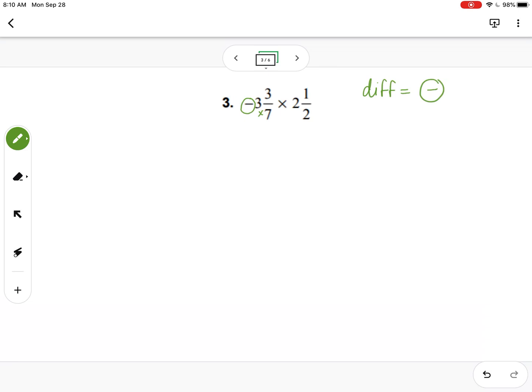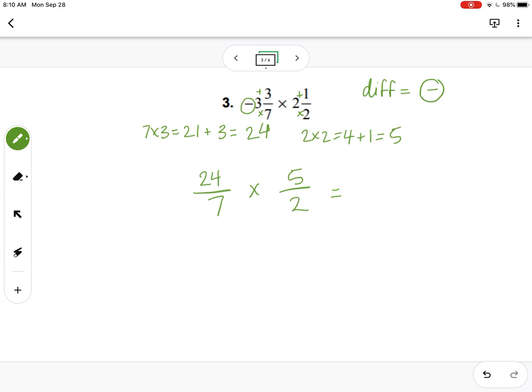Remember, you multiply your denominator, which is your bottom number, by the whole number. So 7 times 3 is going to give us 21. And then you add the top number. Plus 3 is going to give us 24. So that is going to be 24 over 7 times, let's convert the second one. 2 times 2 is 4. And we're going to add that top number, plus 1, which gives us 5. And that is equal to 5 over 2.